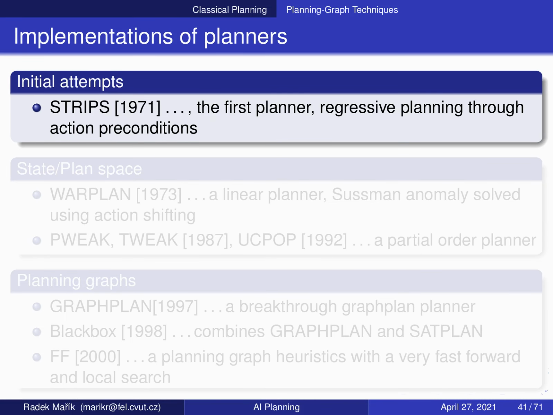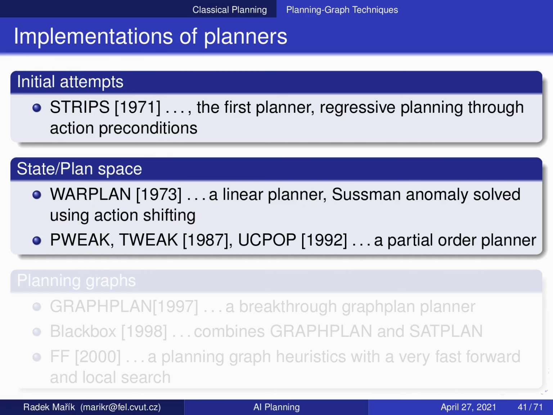Okay, implementation of planners. The initial attempt is STRIPS in 1971, the first planner, which, as I said, is a kind of regressive planning through the action preconditions. Then, based on state and plan space searching, WARPLAN was created. Furthermore, there are PWEAK, TWEAK, and UCPOP, and this kind of category of planners. WARPLAN is a linear planner.